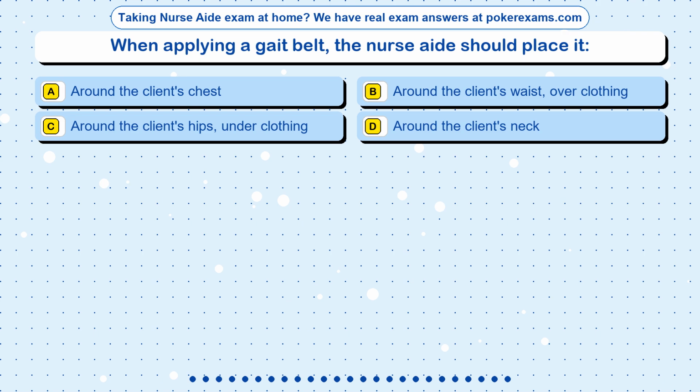Question 13. When applying a gait belt, the nurse aide should place it: option A, around the client's chest. Option B, around the client's waist, over clothing. Option C, around the client's hips, under clothing. Option D, around the client's neck.